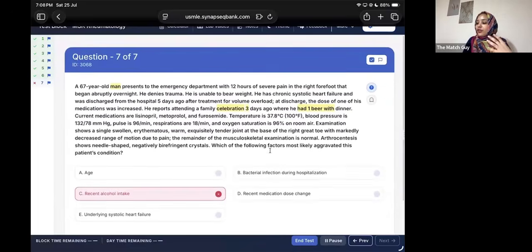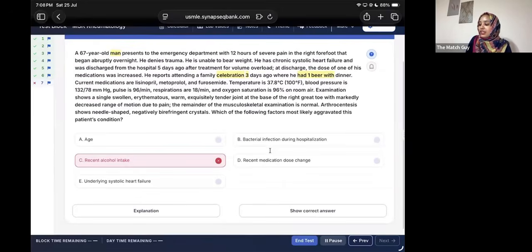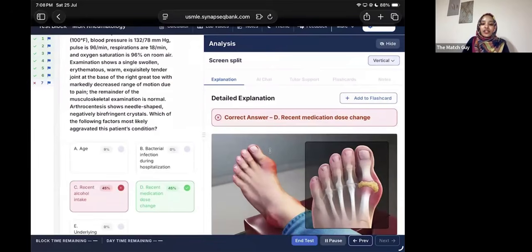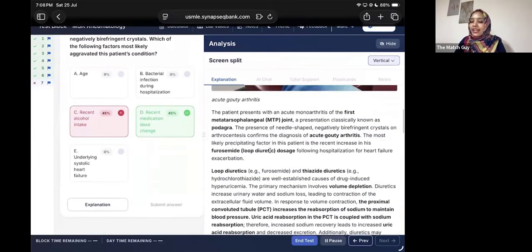If you take a look at the previous history, he was discharged 5 days ago after being treated for heart failure with volume overload. So we probably increased the dose of which medication? Out of all of these three medications, which one did we increase? Furosemide, very good. So loop diuretics. That's why the recent medication dose change is the one that triggered this acute attack of gout, right? So always be very careful about what they mention and what they don't mention.